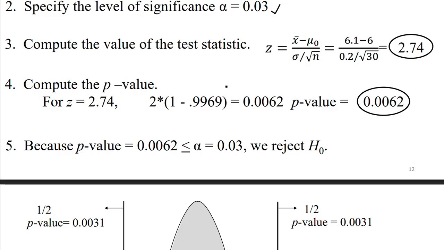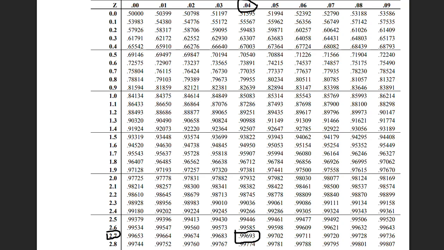Now, because it's a two-sided alternative test, whatever the probability given to us by the table is, we need to multiply this by 2. But let's be a little careful here. 0.99693 is the probability given to us by the table. If we multiply this value by 2, it's going to give us a value that is way greater than 1.